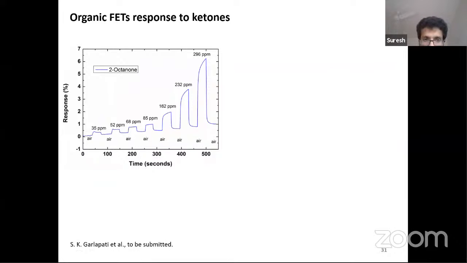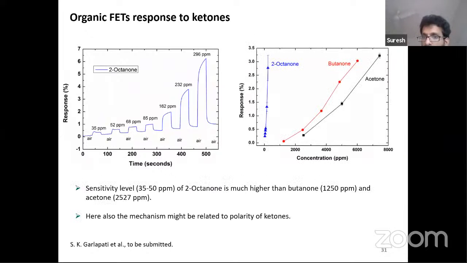Not only that, I also detected ketones. Ketones are, again, 2-octanone, also butanone, and acetone. All these three molecules were also detected using this organic device concept.